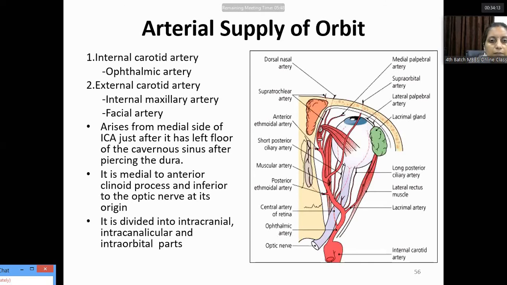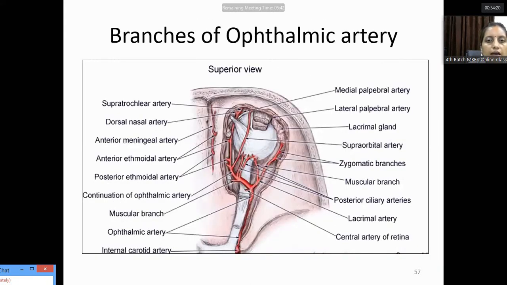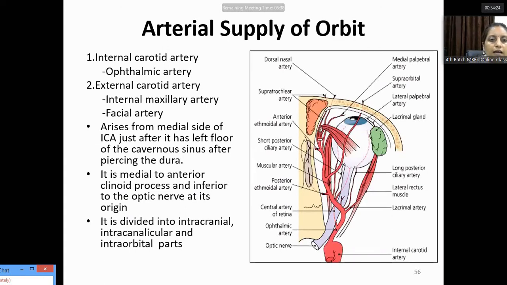The arterial supply is from the internal carotid artery and the external carotid artery. The ophthalmic artery, a branch of the internal carotid artery, arises from the medial side of the internal carotid, medial to the anterior clinoid process and inferior to the optic nerve at its origin. It is divided into intracranial, intracanalicular, and intraorbital parts.